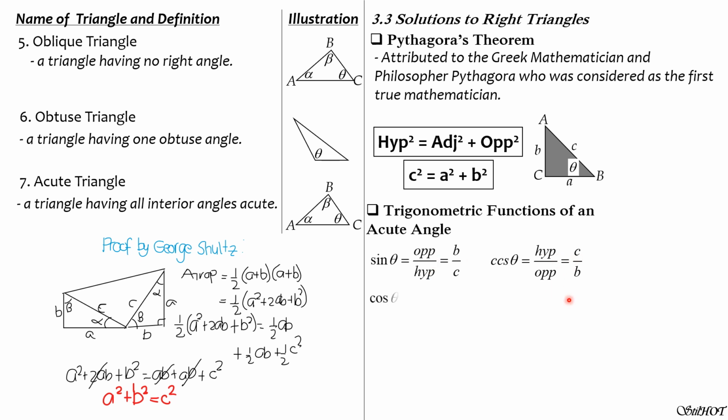Cosine theta is adjacent side over hypotenuse, so it is a over c. And the reciprocal of cosine theta is the secant of theta, and it is hypotenuse over adjacent, so c over a. Tangent theta is opposite over adjacent, so b over a. And the reciprocal of tangent theta is cotangent theta, adjacent side over opposite, so it is a over b.